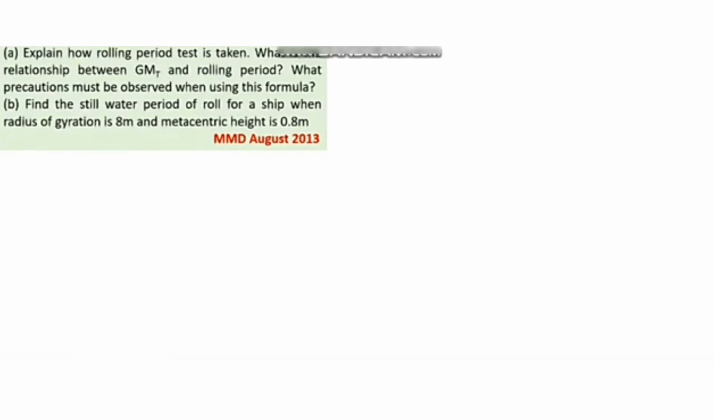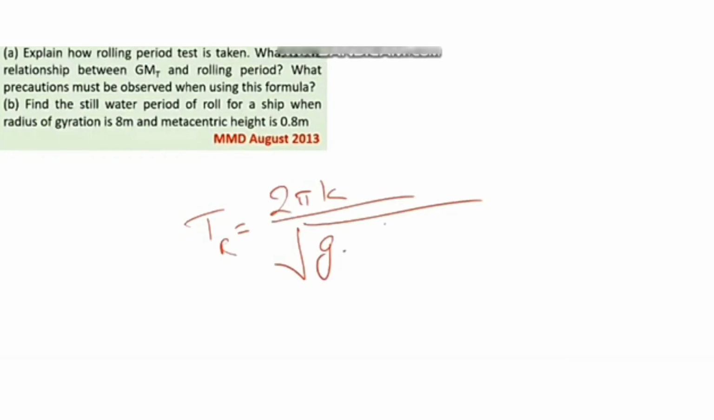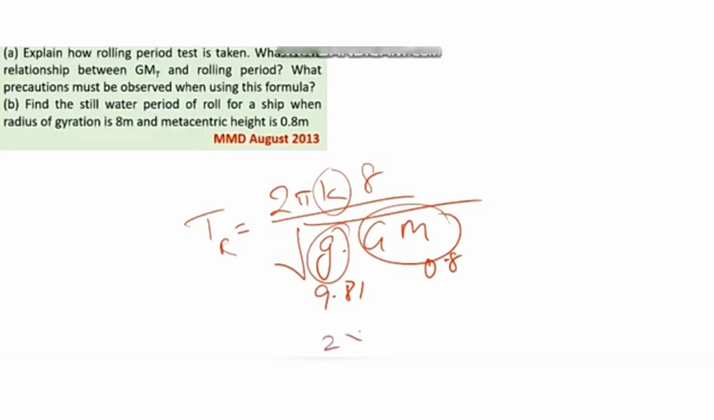2 pi k upon root of g GM? Yes or no? TR is equal to 2 pi k upon under root g GM, right? GM is given as 0.8. g you know is 9.81. Radius of gyration is given as 8 meters. Pi you know is 22 by 7. So this becomes the answer to this question. Very quickly you can get the answer and move on to some other question. TR will come in seconds.